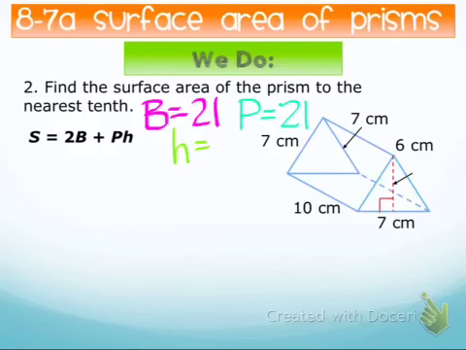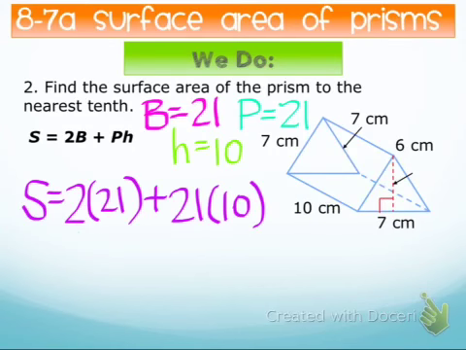The last thing I need to pull is my height, which is the height of the whole prism, and the height of the whole prism is 10. And now I simply need to bring everything down and substitute. Once everything is substituted in, you should have 2 times our B of 21 plus our P of 21 times 10. And now we can start to simplify.